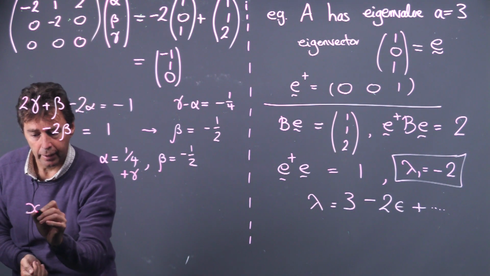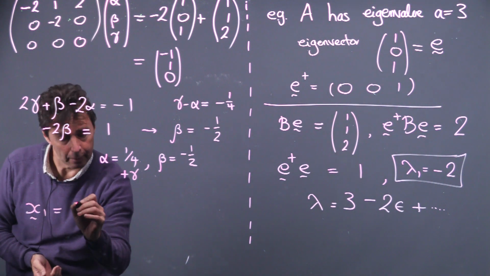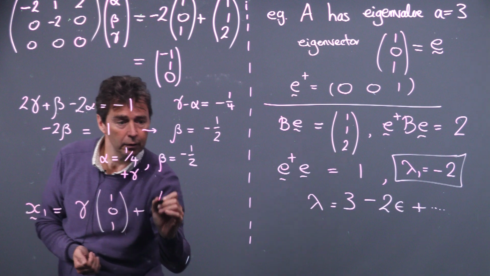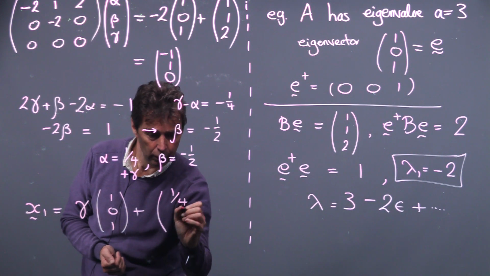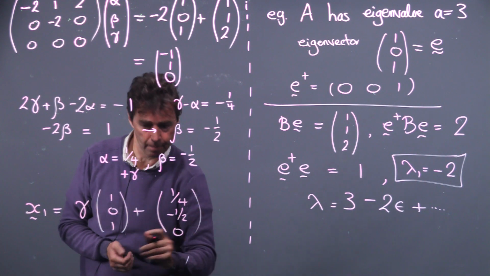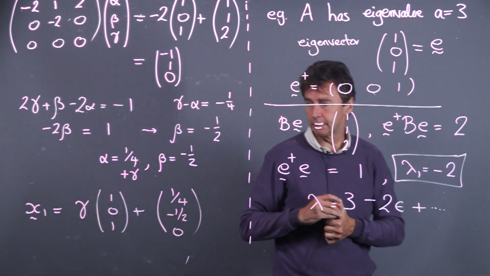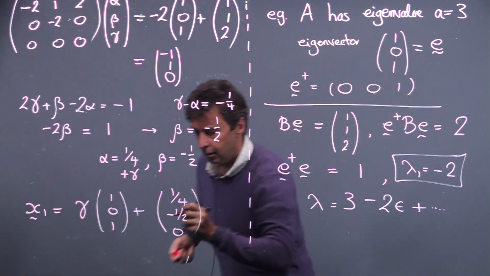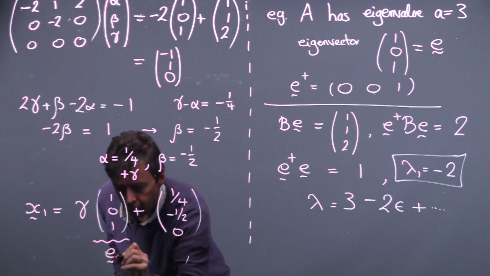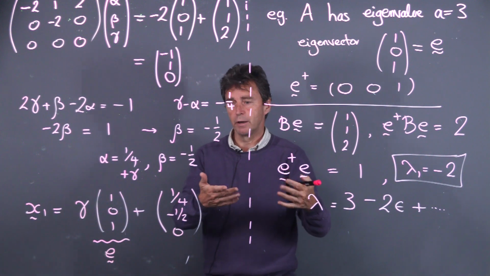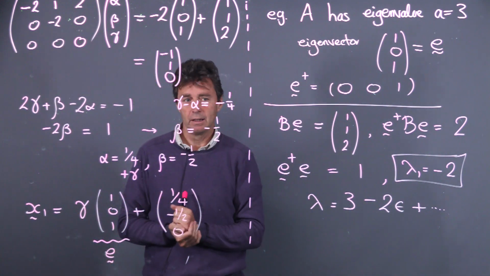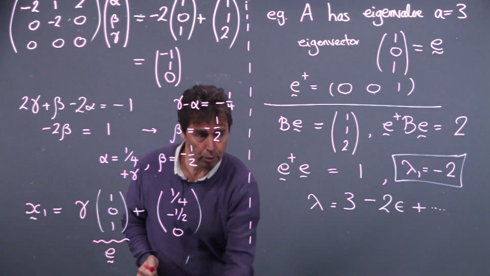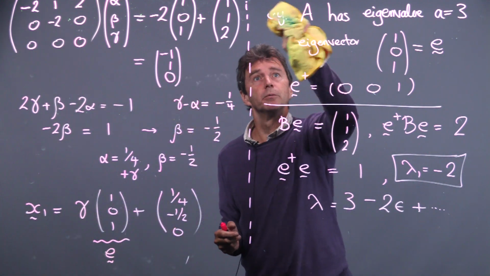So I find that x1 is equal to gamma (1, 0, 1) plus (1/4, minus 1/2, 0). So that's the answer for x1, and it's not unique. It's got this piece in there, and you'll notice that that's just the eigenvector again. So we've got an arbitrary amount of the eigenvector, which is part of the solution for x1. Now that shouldn't be a surprise if we just go back and have a quick look at the problem that we solved for it.